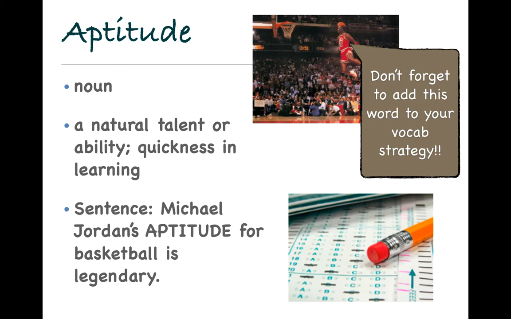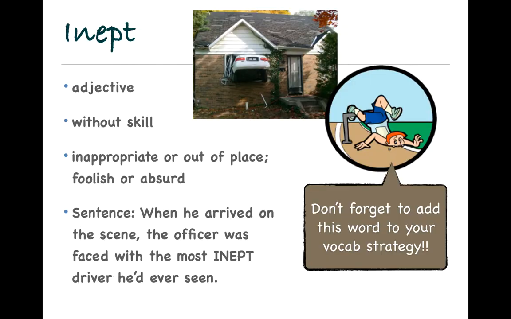The second word that uses this root is inept. Inept is an adjective, so it's a describing word, and it can either mean without skill or inappropriate or out of place, foolish or absurd. So in a sentence, when he arrived on the scene, the officer was faced with the most inept driver he'd ever seen. So that would be a driver who does not have very good driving skills. Don't forget to add this word to your vocab strategy.